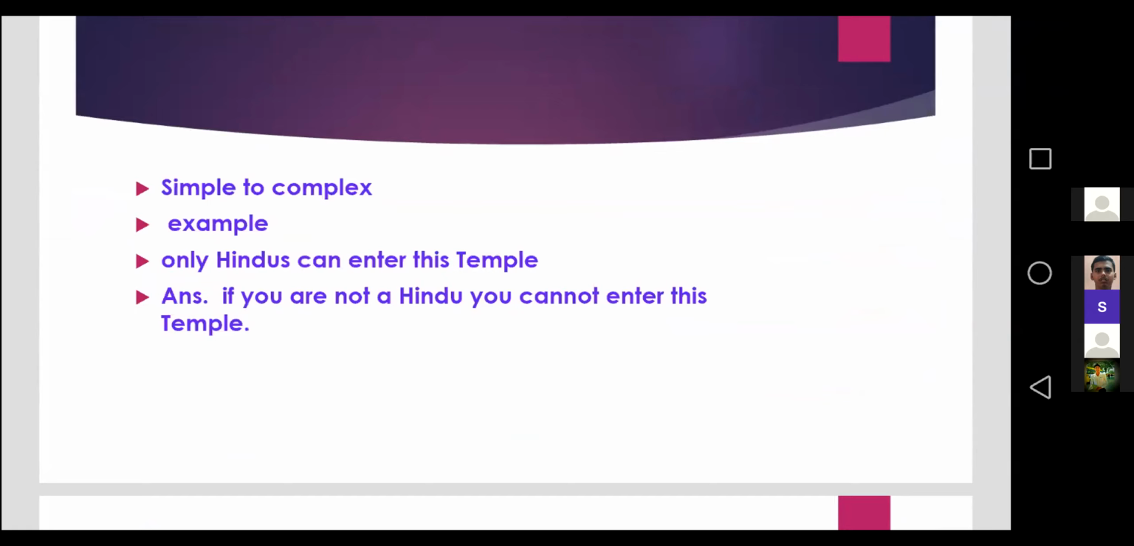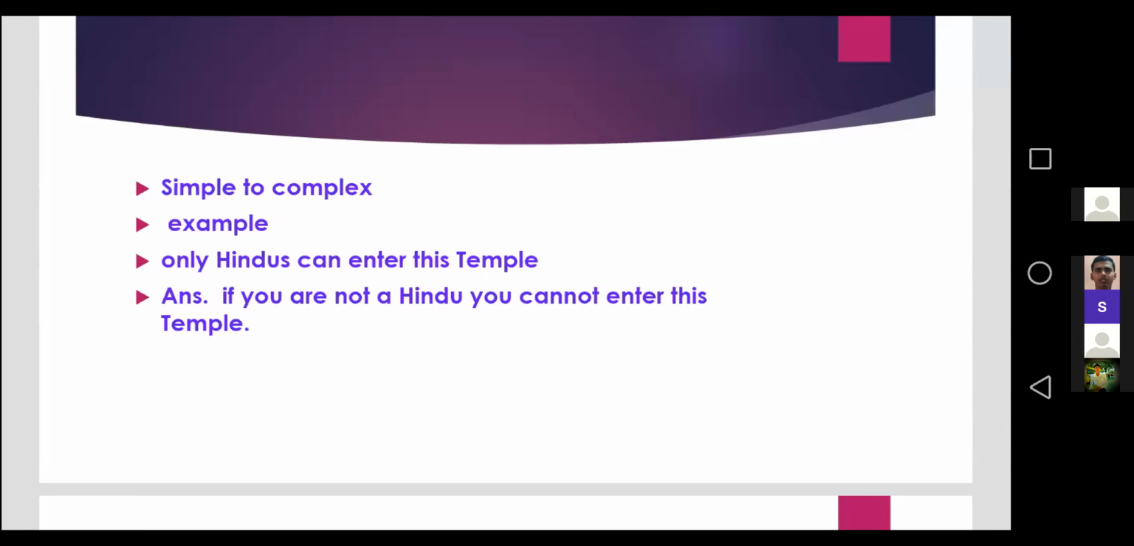So can you identify the main clause in the answer statement? Where is the main clause? Yes, students. You cannot enter this temple is the main clause. Yes, correct. Then, if you are not a Hindu is a subordinate clause.